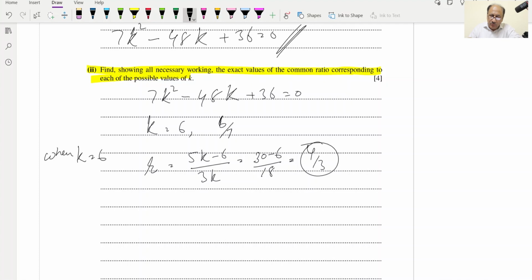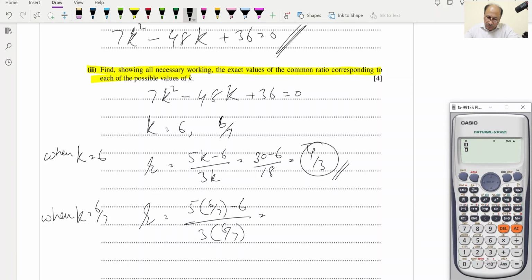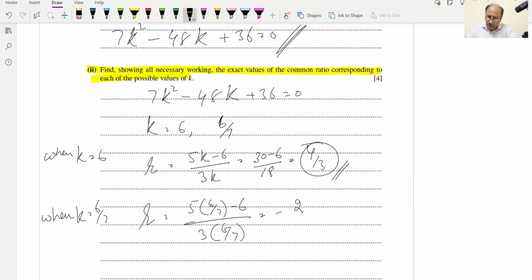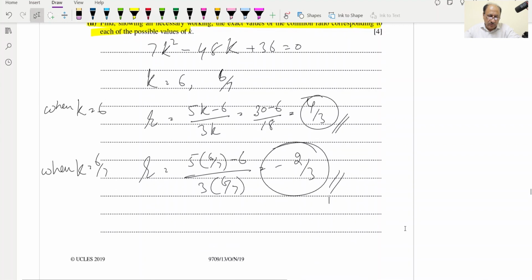So 4 by 3 is the value for this one, and when k is equal to 6 over 7, the r value will be equal to (5 into 6 over 7 minus 6) over (3 into 6 over 7), and this will be what? This will be (5 into 6 over 7, bracket close, minus 6) over (3 into 6 over 7, bracket close), and this will be equal to minus 2 by 3. This will be the final answer for this one. These are the possible values.